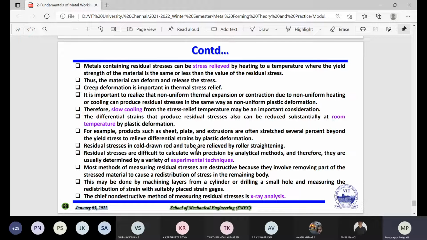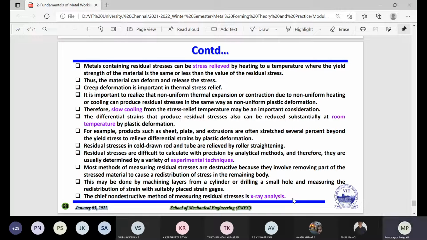Here it is actually very difficult to find out, but there is a method known as X-ray analysis. With the help of X-ray analysis, if you want to go for material characterization, we have the details of the technology, or the operating process, of how we are doing this. So you can go to this X-ray analysis and study how they are finding the residual stresses.